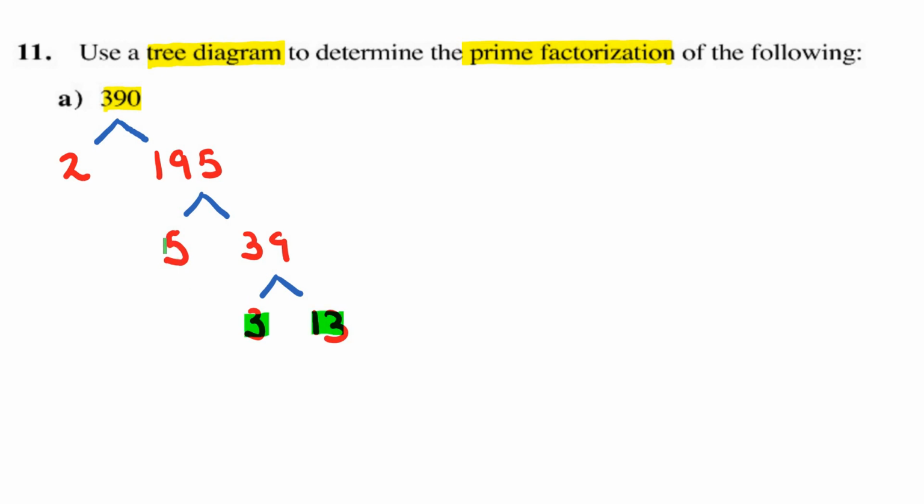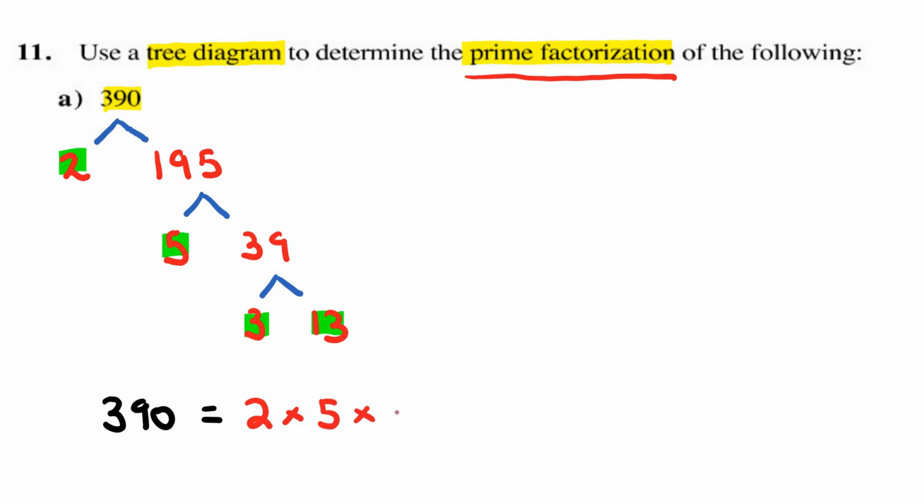So all these green numbers that I'm highlighting are all the prime numbers. As soon as you have a prime number, you stop with the tree diagram. Basically, the tree diagram only works on composite numbers. So if I want to finish off this answer, the number was 390, and if I want to write that using a prime factorization, I would write this as 2 times 5 times 3 times 13. Okay, so there's my answer right there, and that's called prime factorization.